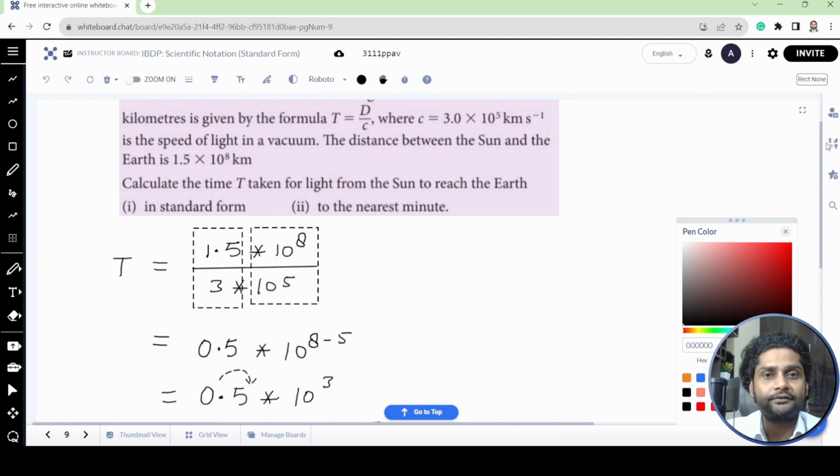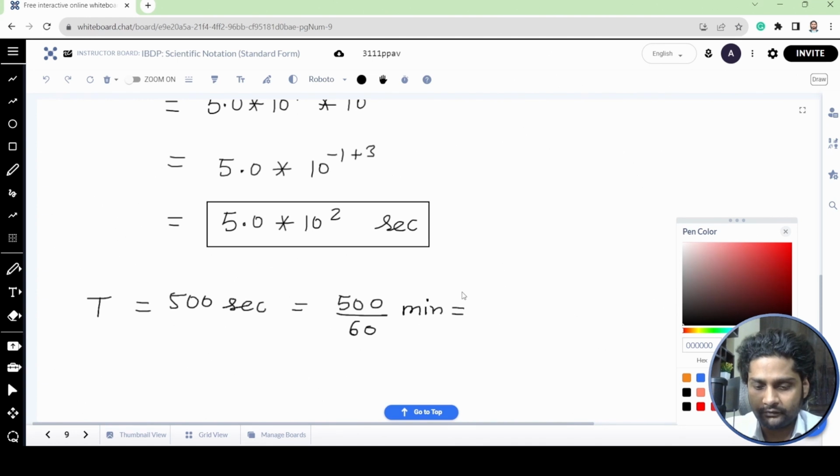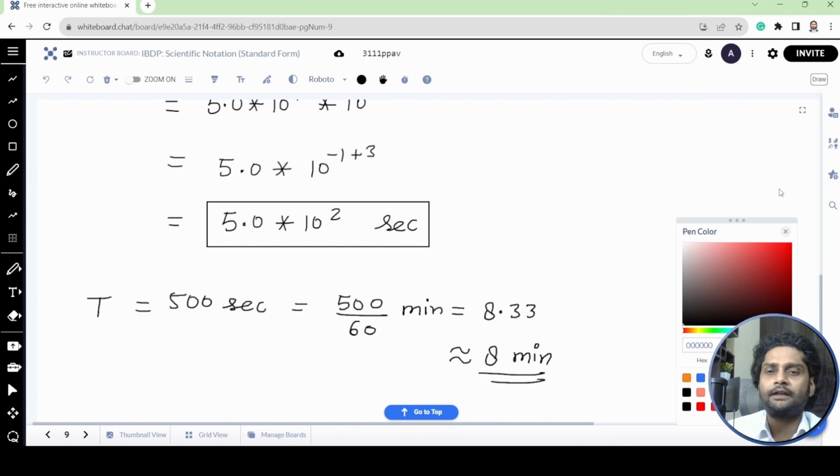Okay, they also asked you to get the answer to the nearest minute. It's almost 500 seconds, of course, right? So time can be 500 seconds, and to convert seconds into minutes, you have to divide by 60, and as you divide it by 60, you get around 8.3. So to the nearest minute we have to write, approximately, 8 minutes. So that's your answer. That's it in this question.